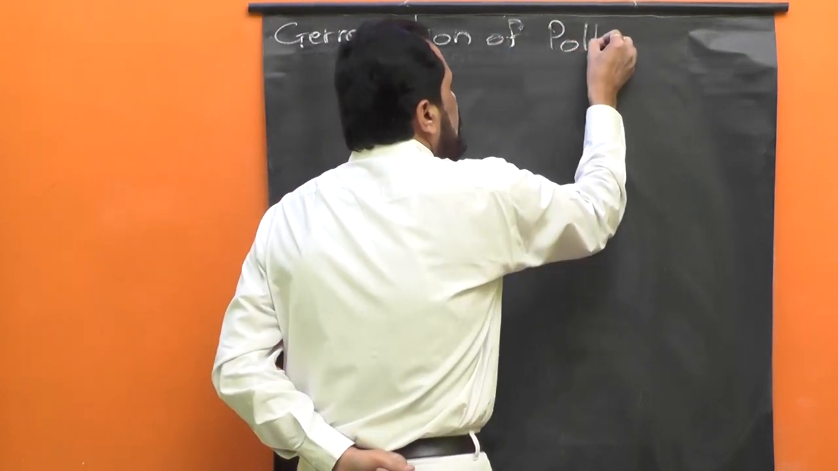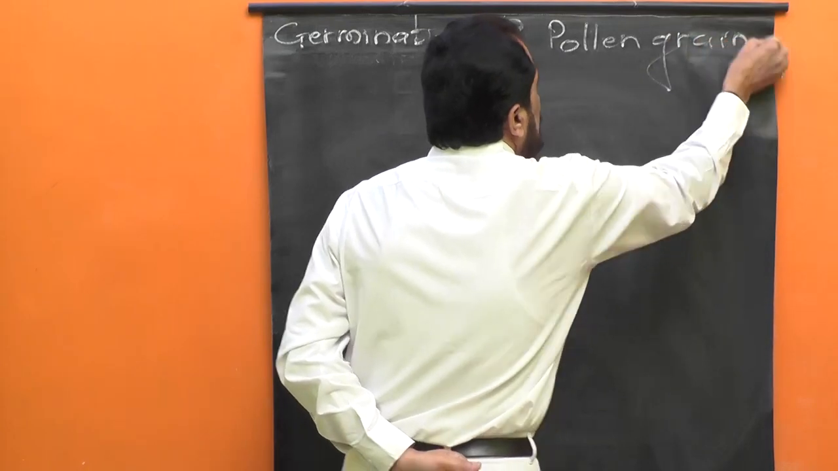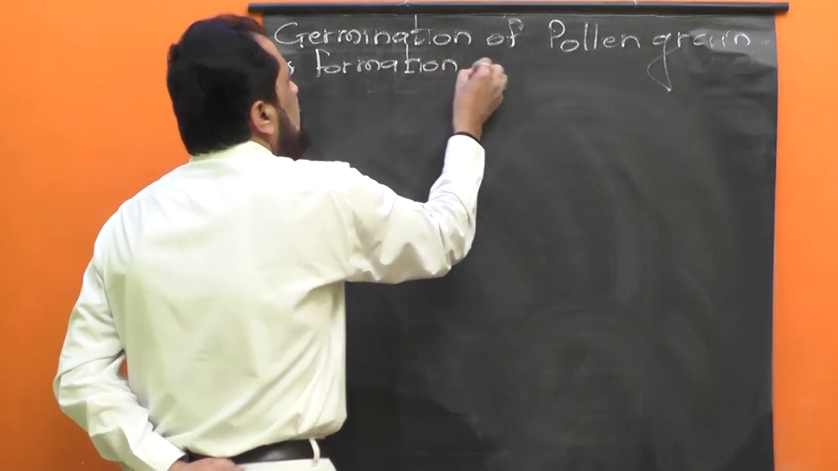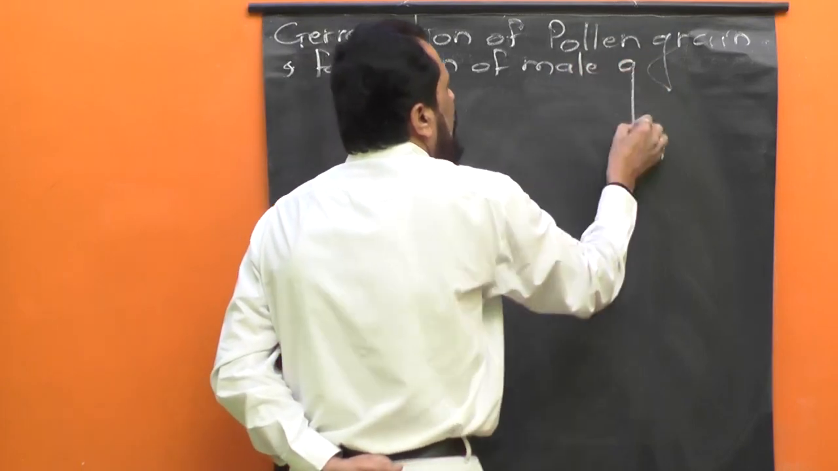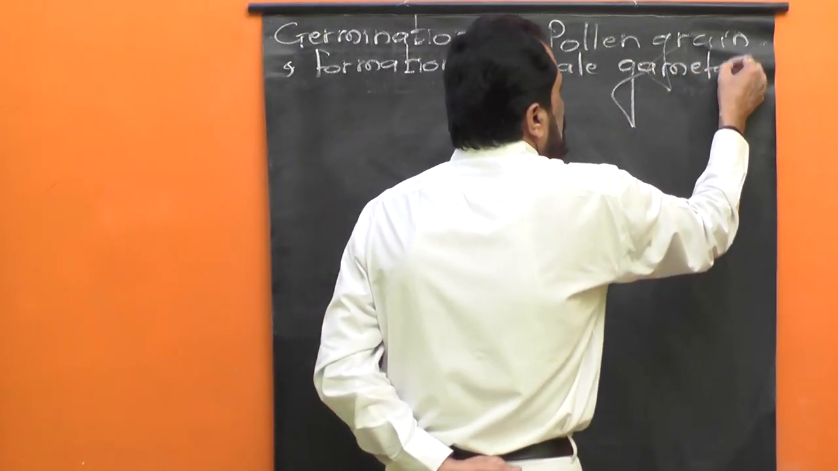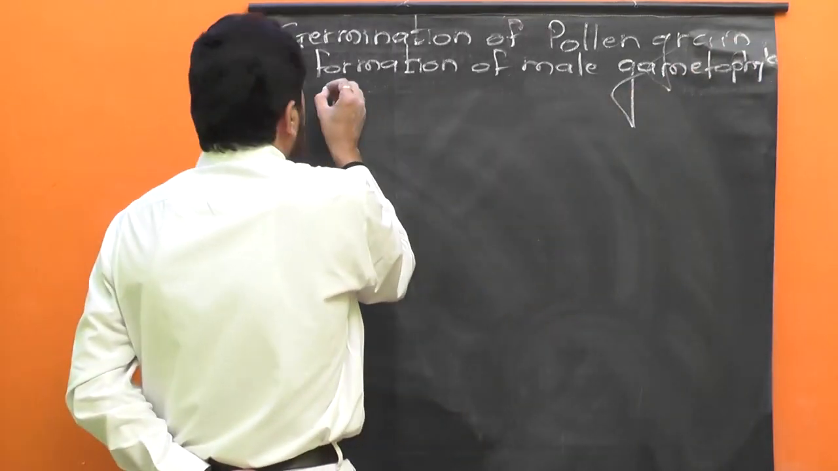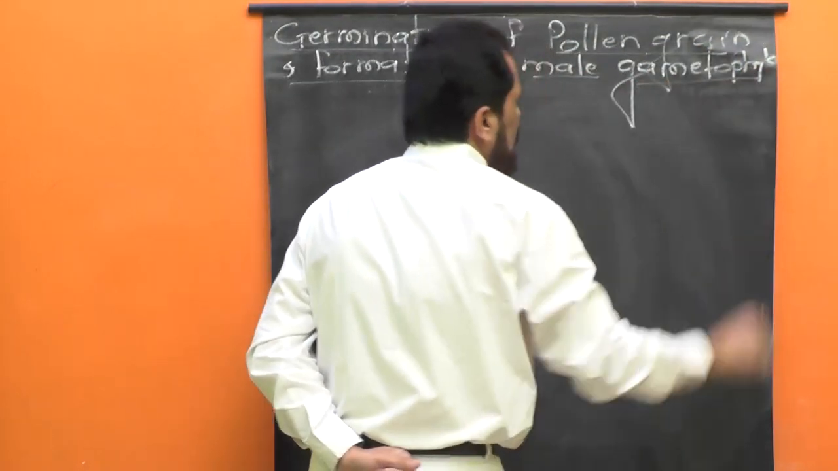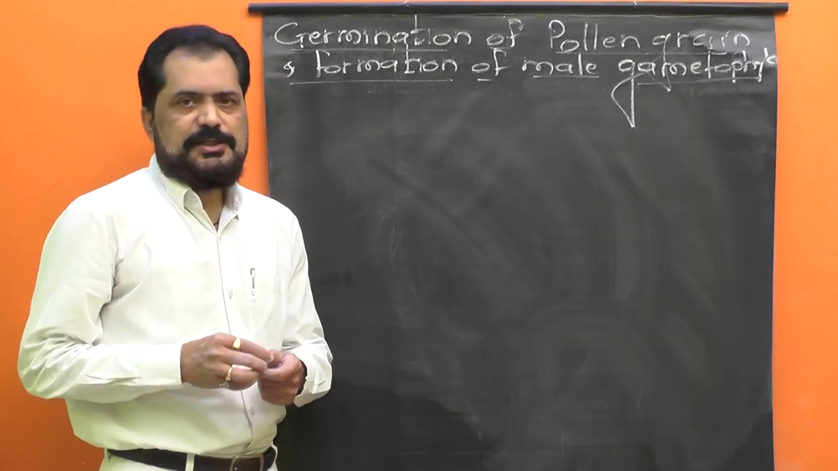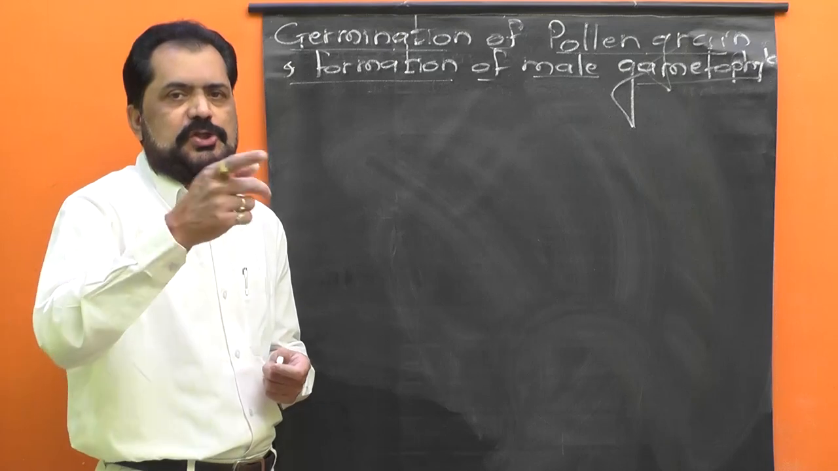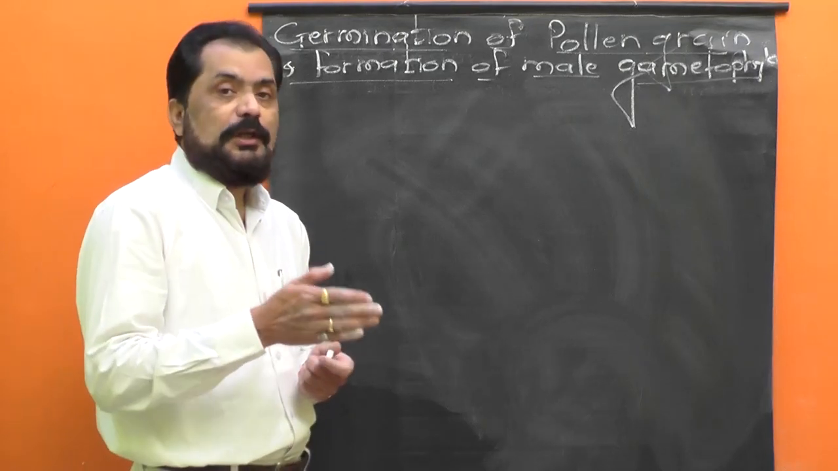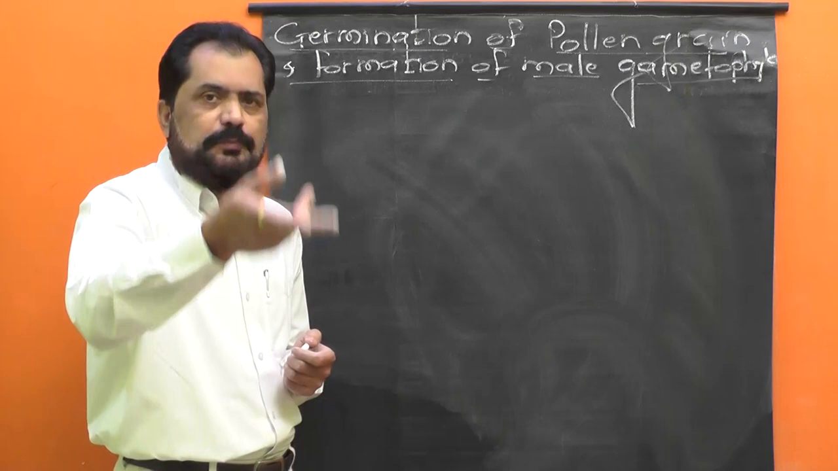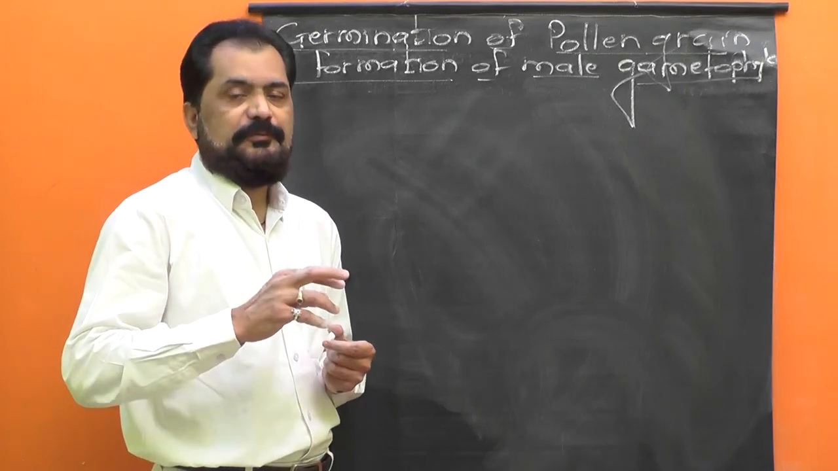Germination of pollen grain and formation of male gametophyte. The germination of pollen grain and formation of male gametophyte occurs in two steps, such as pre-pollination germination and post-pollination germination. Pre-pollination germination means the development before pollination, and post-pollination germination means development after pollination.